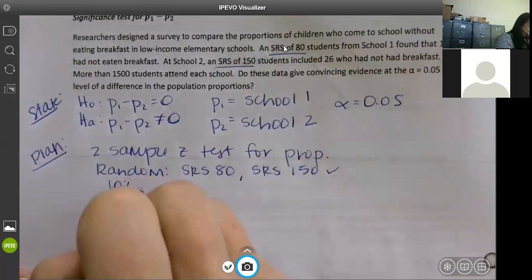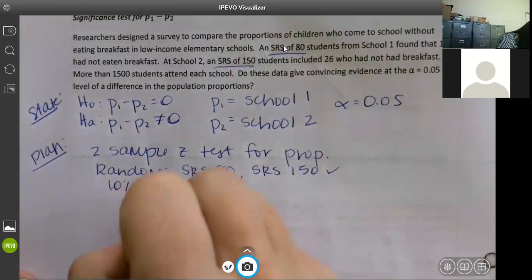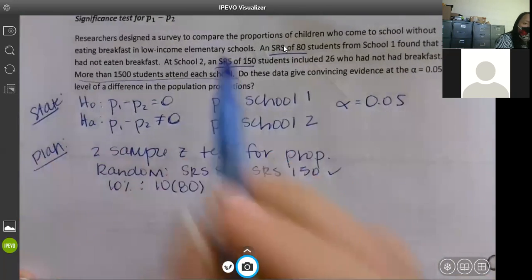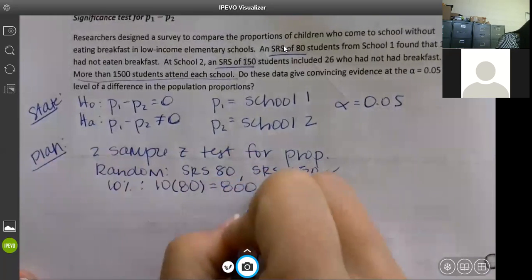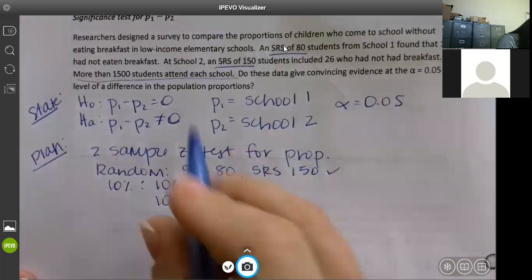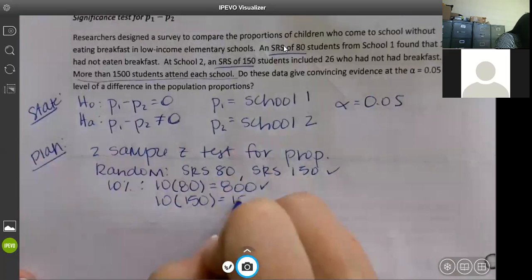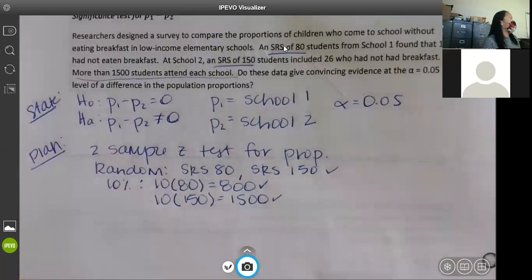10%. We have to do both of them. Remember that it said more than 1,500 students attend each school. So as long as this number is less than 1,500, we're good. So school one is good. And then 10 times 150. This is less than or equal to the population. It said more than 1,500, so we said 1,500 on this one. It is okay. All right.